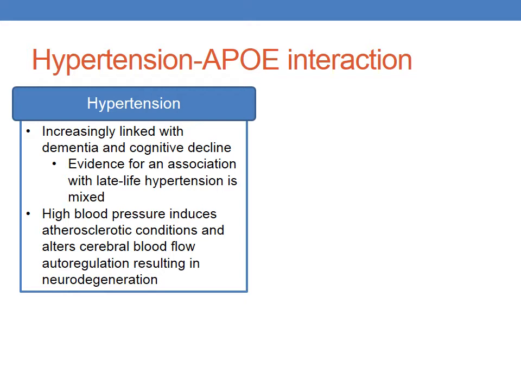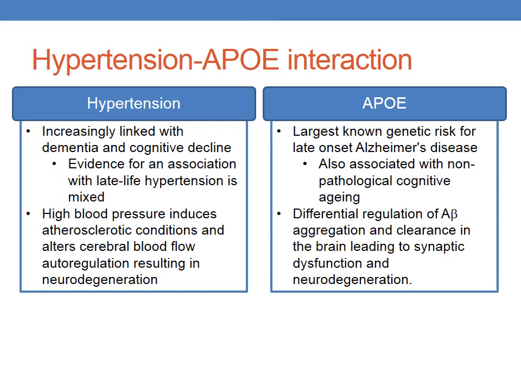Hypertension has been increasingly linked with dementia and cognitive decline, and the evidence is mainly for midlife hypertension rather than late life hypertension, which is somewhat mixed. It's hypothesized that high blood pressure induces atherosclerotic conditions within the brain, and this alters cerebral blood flow autoregulation, and this promotes clinical and subclinical brain damage that then results in neurodegeneration.